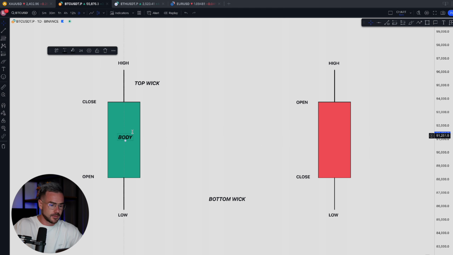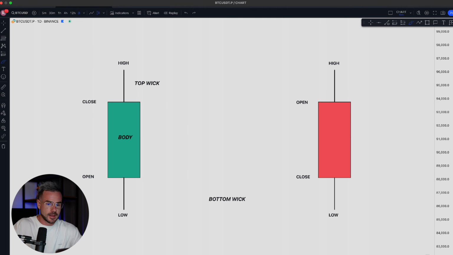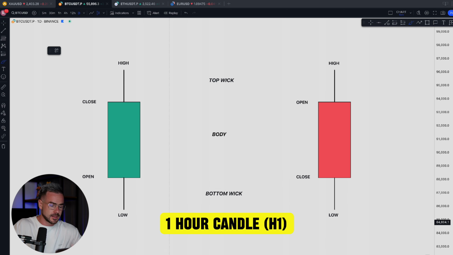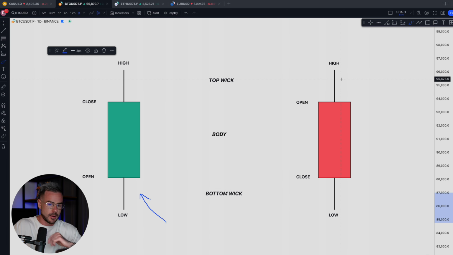Then we have the body of the candle, between this section here and this section here. And then we have the bottom wick, or also the lower shadow, between this section and this section here. Now, what this is telling us is price's journey over time. Let's say, for example, that this candle is a 1 hour candle, meaning that this is price's journey over a 1 hour time period.